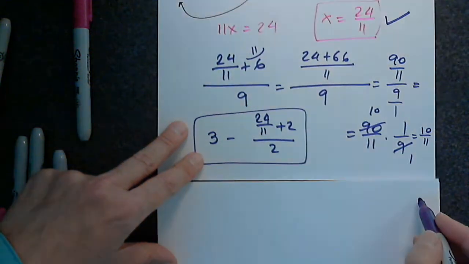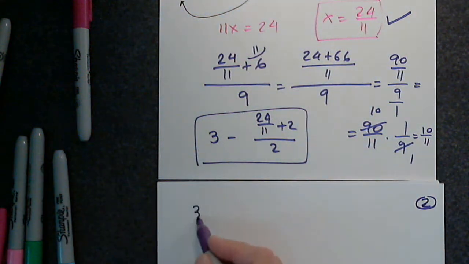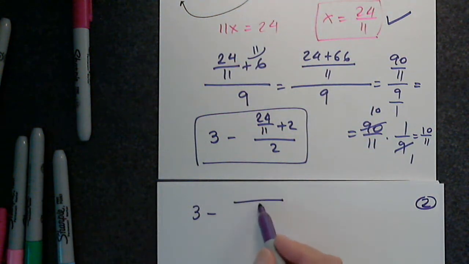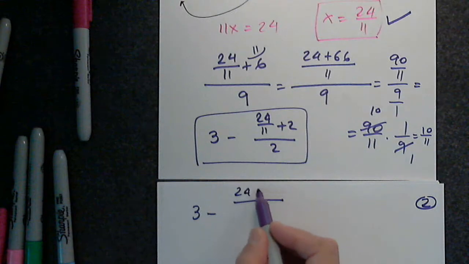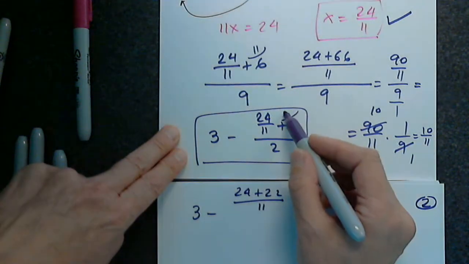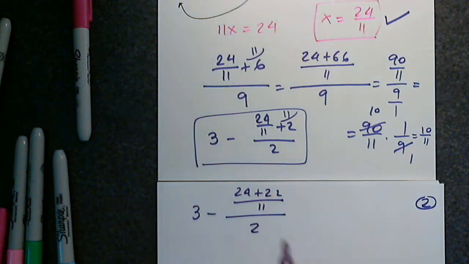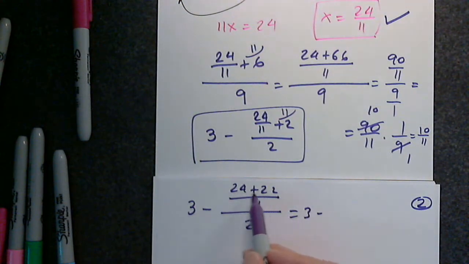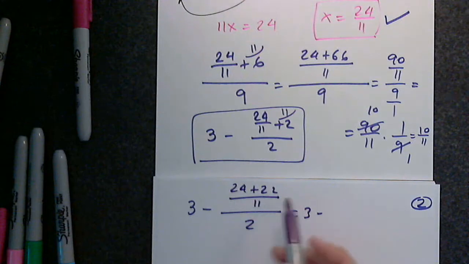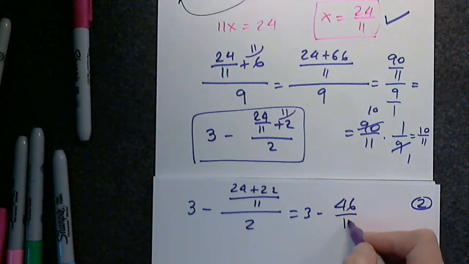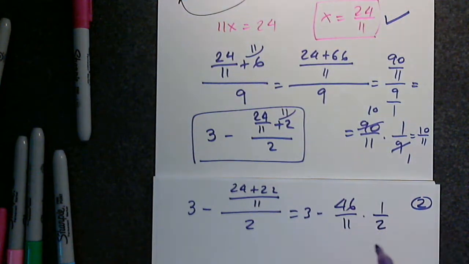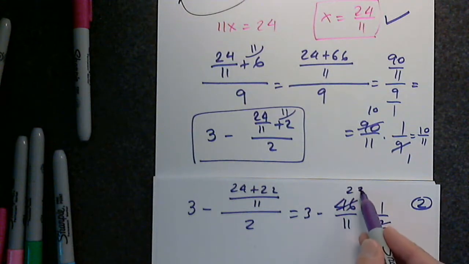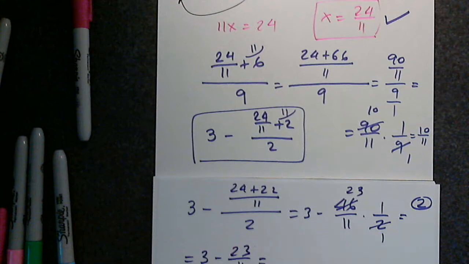So 3 minus, again, the least common denominator is 11, so 24 plus 22, because I have to multiply by 11. Everything divided by 2. So this is 3 minus, so this is 46, is it? 46 divided by 11 times 1 divided by 2. I will simplify and get 23. So now I have 3 minus 23 over 11.